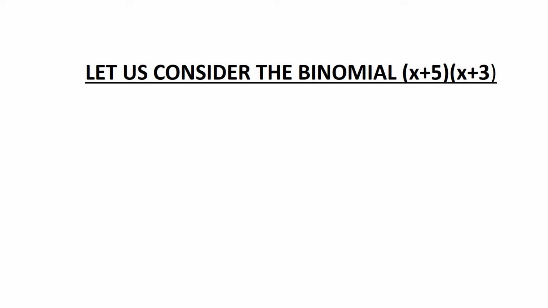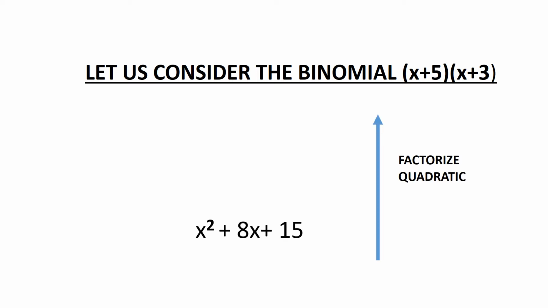Now factorizing the quadratic is essentially the reverse of expanding the binomial. Because, as you would have noticed, having expanded the binomial, our result is a quadratic expression. Now, if we wish to factorize the quadratic expression, we reverse this process and therefore arrive at a binomial.